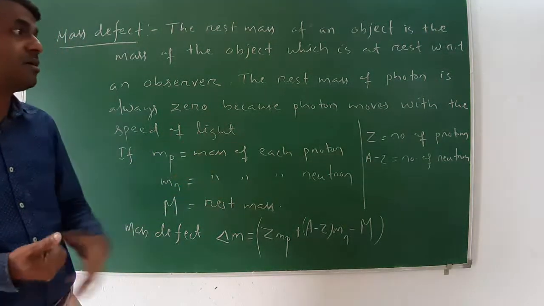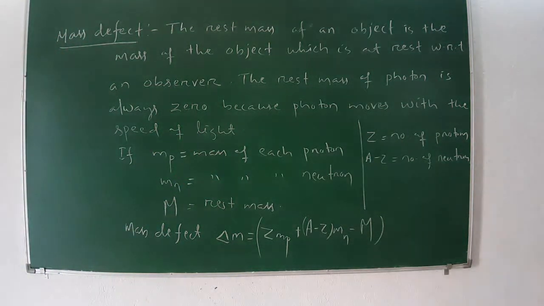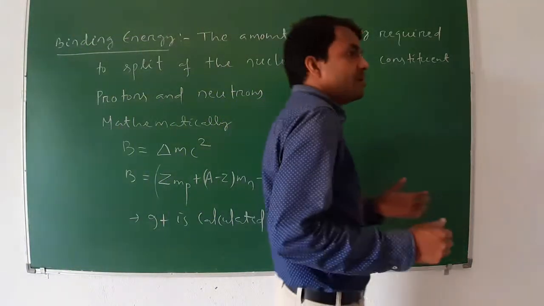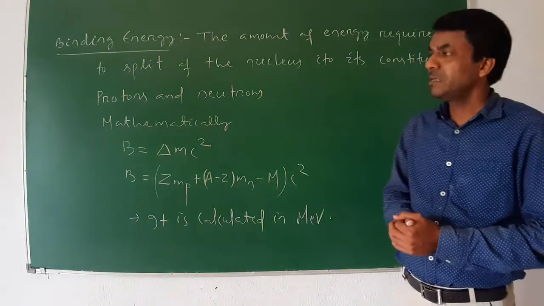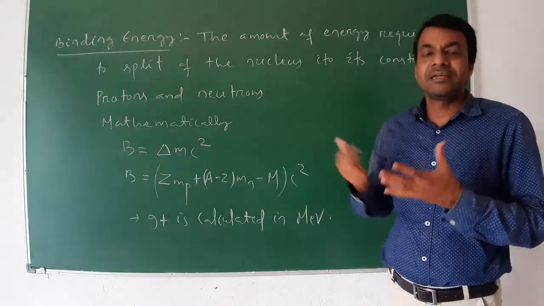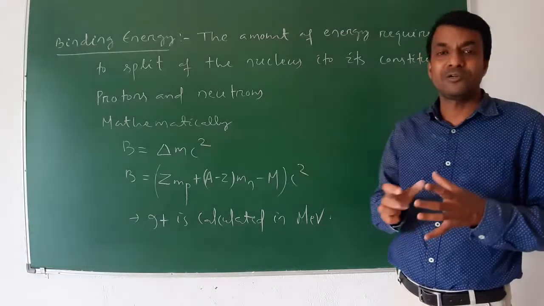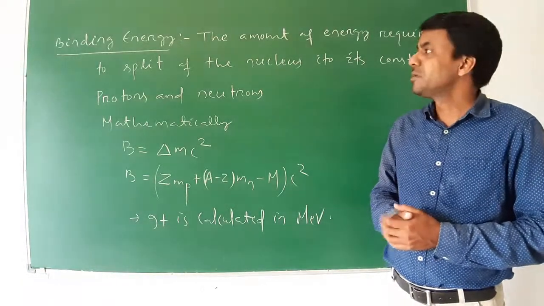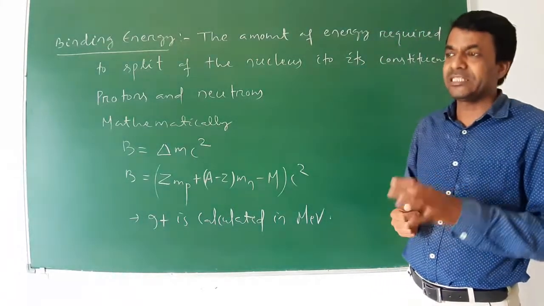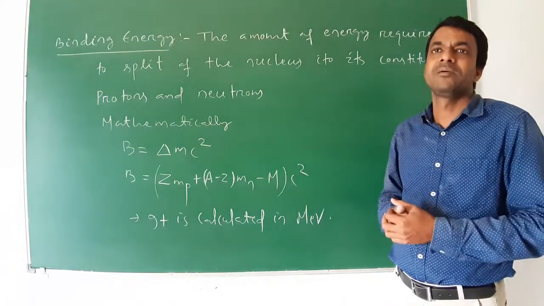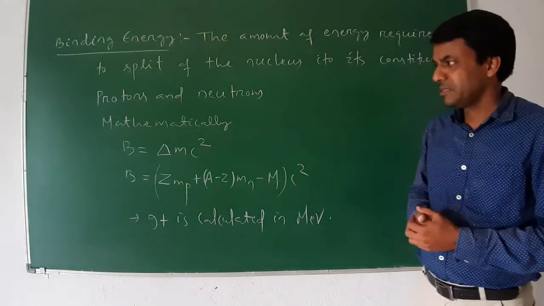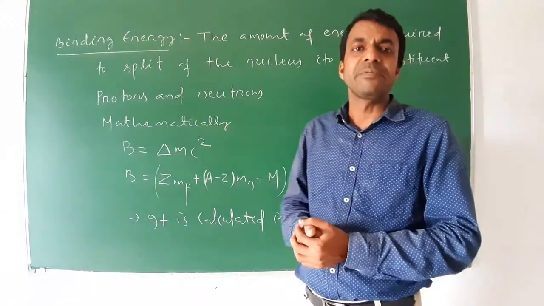Also, we will discuss the binding energy. The next part is binding energy. What is the definition of binding energy? As the name suggests, binding energy is the amount of energy required to split the nucleus into its constituents, protons and neutrons. It means the amount of energy required to break up the nucleus into its protons and neutrons is known as the binding energy. Generally, it is denoted by capital B.